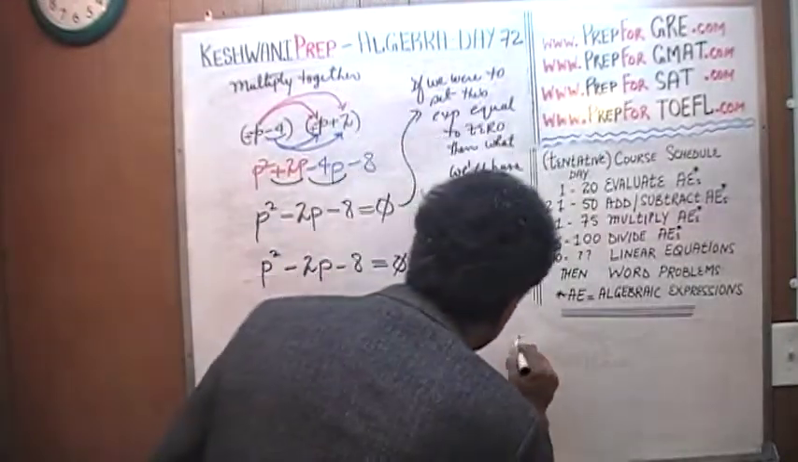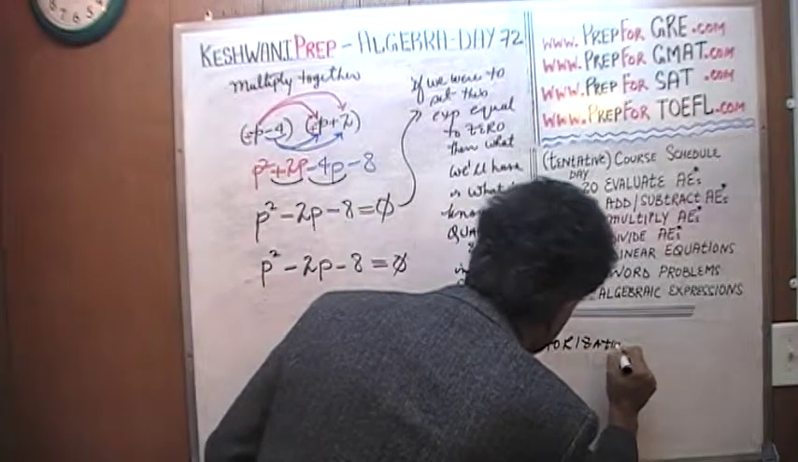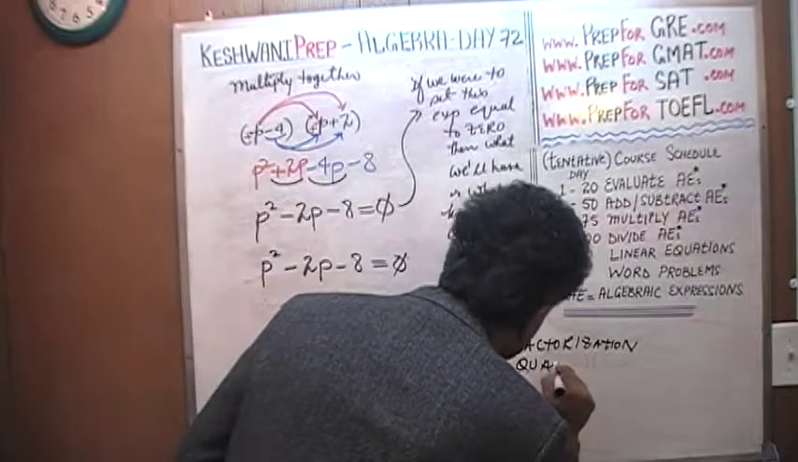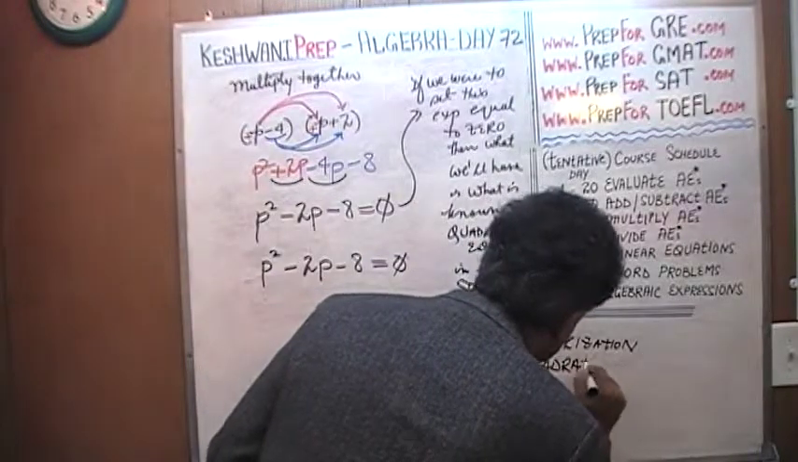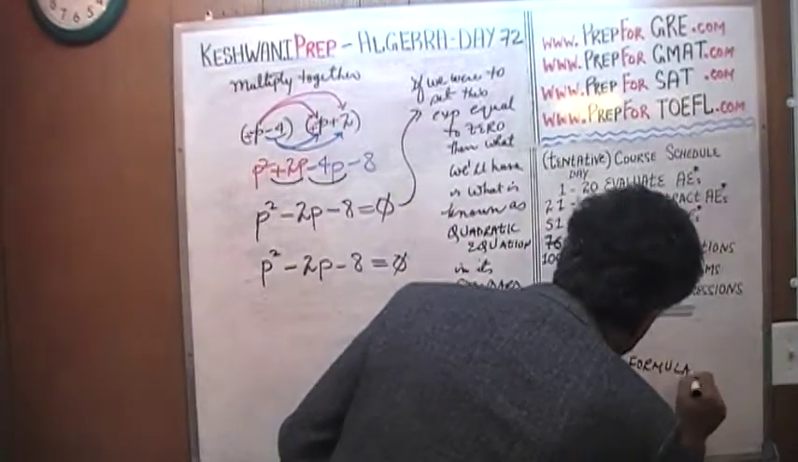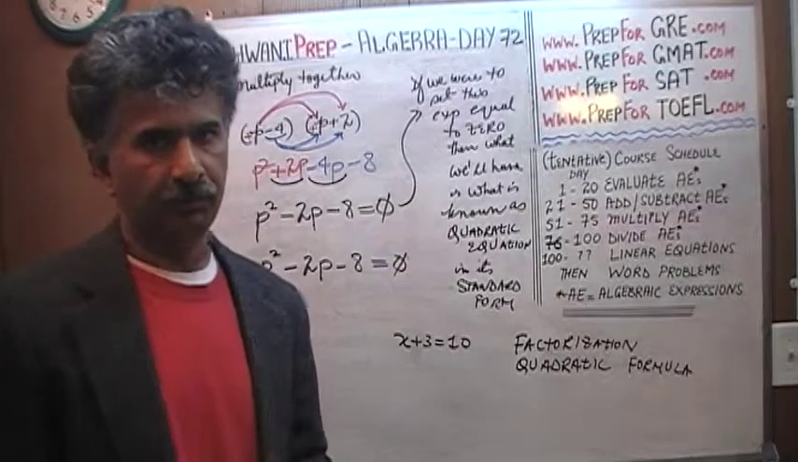There are 2 ways we can find out the roots: factorization or quadratic formula, and we will learn all of that much later in the course.